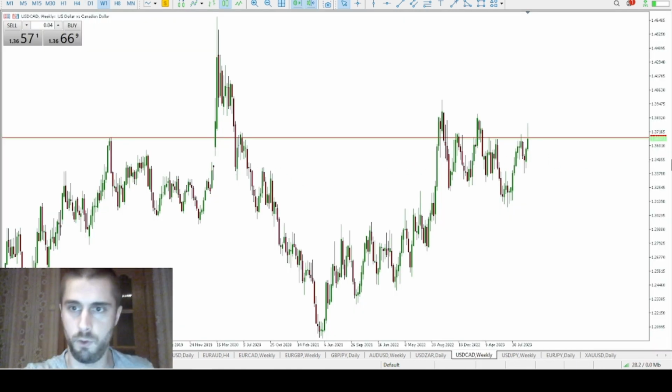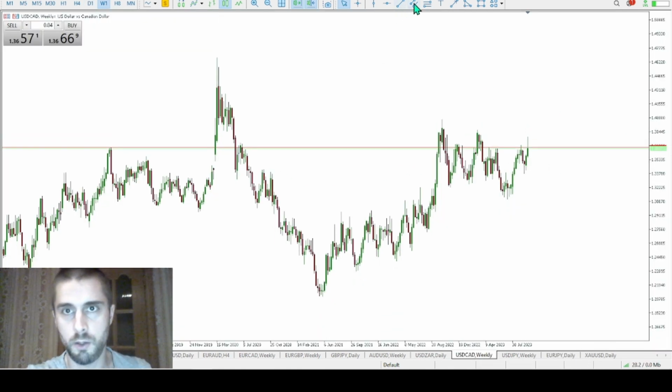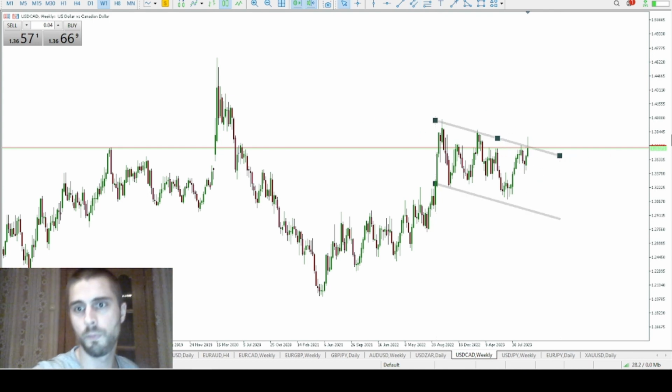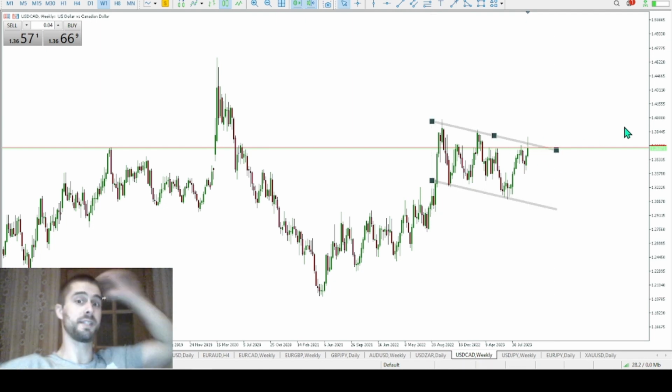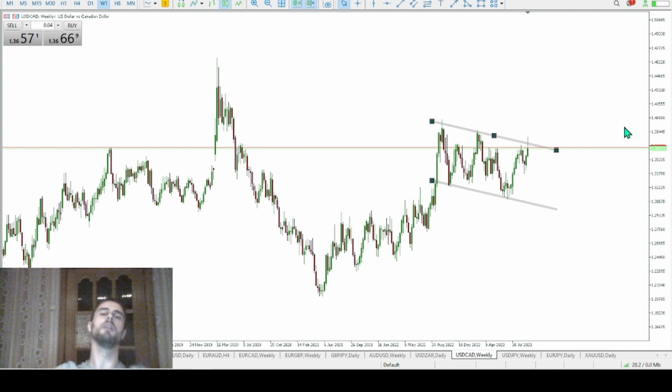We have USD/CAD going on with a nice flag pattern, but this is still in progress, so we need a real breakout here. Before that we cannot trade something serious in the long term.